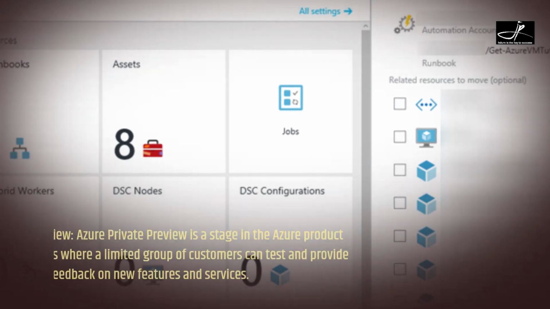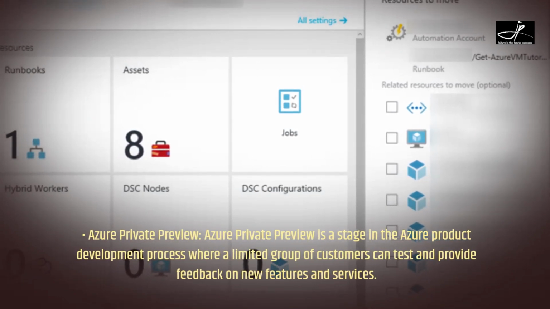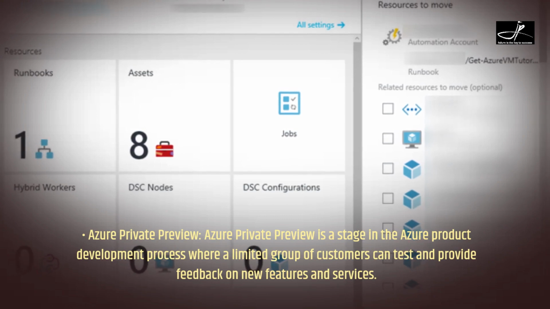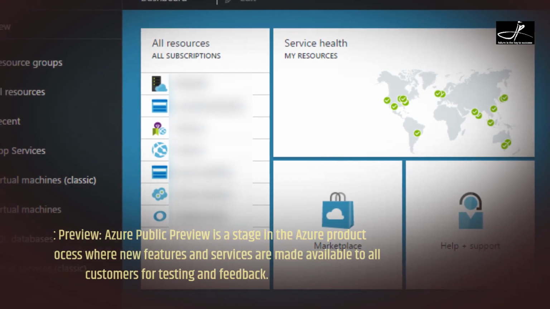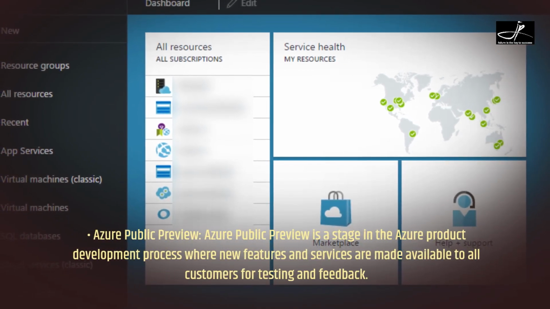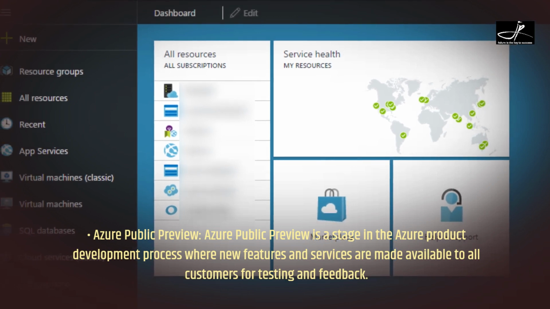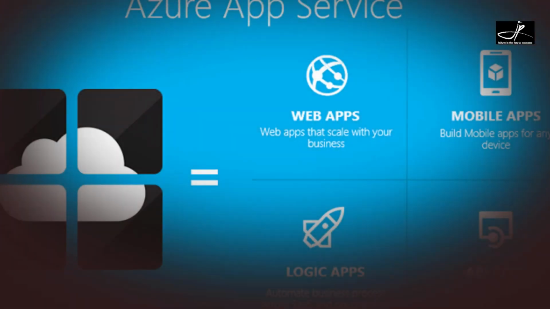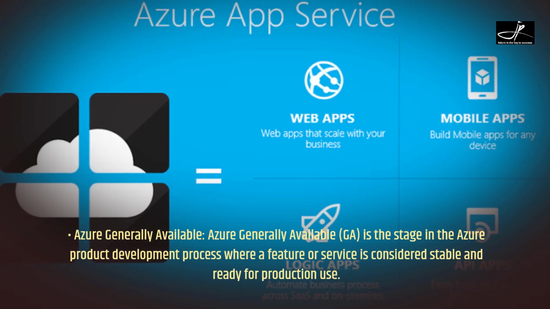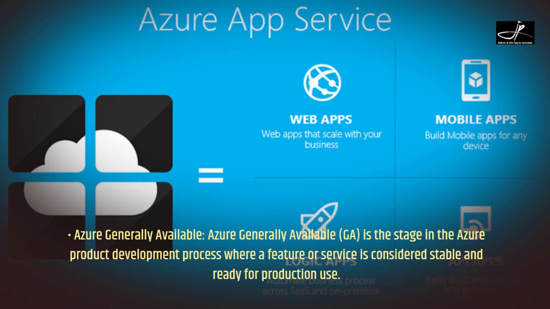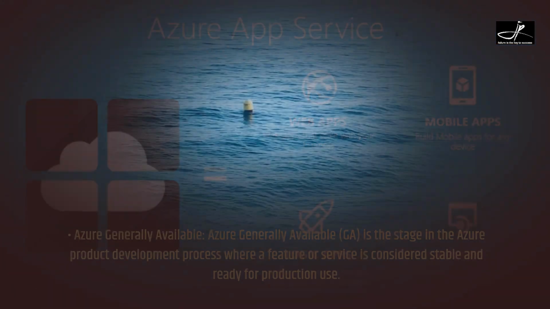Azure Private Preview. Azure Private Preview is a stage in the Azure product development process where a limited group of customers can test and provide feedback on new features and services. Azure Public Preview. Azure Public Preview is a stage in the Azure product development process where new features and services are made available to all customers for testing and feedback. Azure Generally Available. Azure Generally Available, GA, is the stage in the Azure product development process where a feature or service is considered stable and ready for production use.